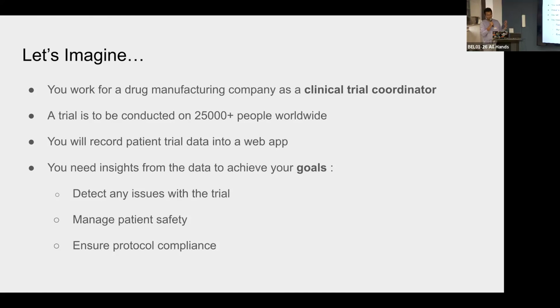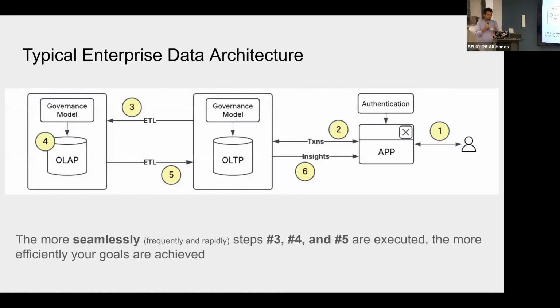And what are those goals? They are things like detecting any issues with the trial. If the trial is not being run properly, you identify some issues with it. Managing patient safety. So maybe if the patients are reporting, for example, that a certain age group has a particular reaction to the medication, you want to make sure that is also taken care of. And be also mindful of any protocol compliance, right? If you are in the healthcare industry, it's highly regulated and you want to be mindful of that.